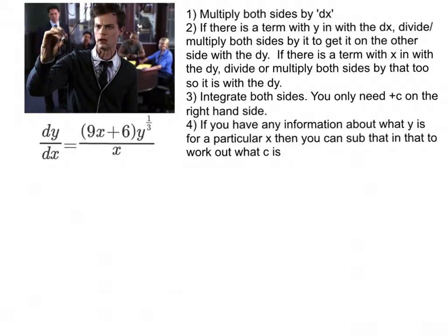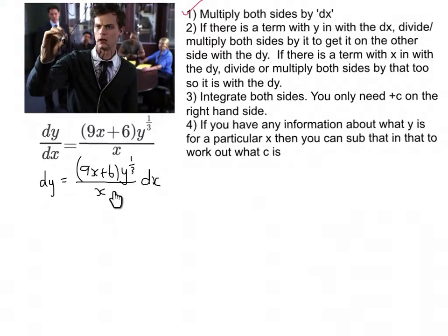Let's try this one. So we're going to multiply both sides by dx in this case, not d theta, because it's dx down here. That will give us dy is 9x plus 6 times y to the third, all divided by x, dx. Okay, next job. If there is a term with y in with the dx, then divide or multiply both sides by it to get it to the other side with the dy.